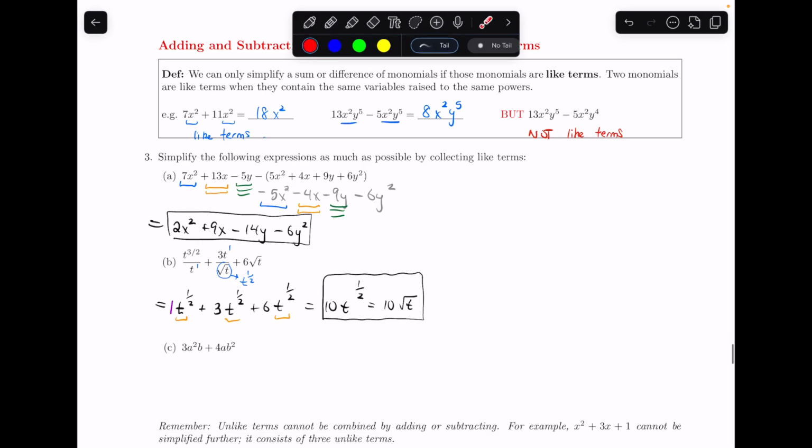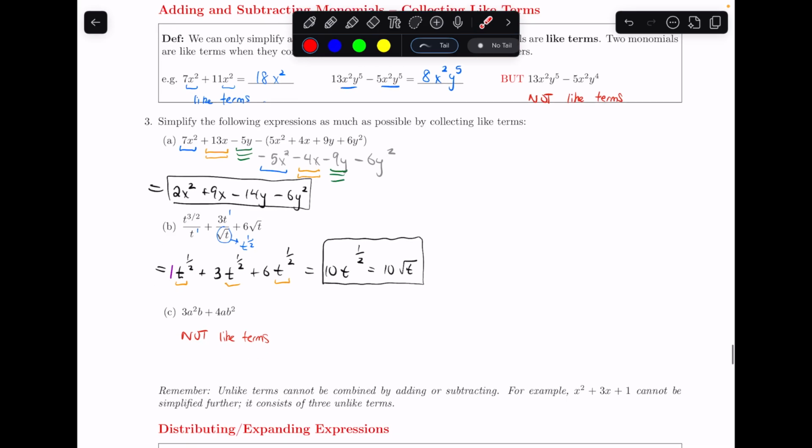Okay, part C. So I got 3a squared b plus 4ab squared. Even though both of these terms have the exact same variables, the powers are different. This is a squared, and that's just a to the 1. This is b to the 1, and that's b squared. So these, unfortunately, are not like terms, which means I can't simplify them by adding or subtracting them. I could eventually factor them, but that's not what this problem is asking me to do. It's asking me to collect the like terms if there are any. And here, there aren't any.